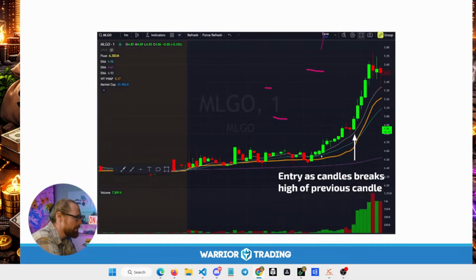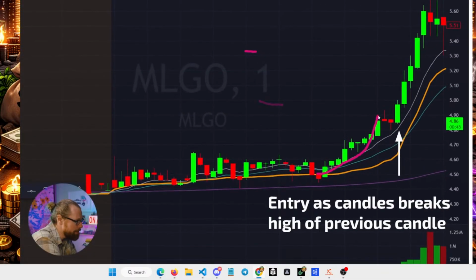So now let's look at another one. Right here, this rallies up, it pulls back. You've got a gravestone doji at the top, and then right after it, you have a small hammer. So where's your entry? First candle to make a new high, which is this green candle, the second it breaks the high of the red candle.